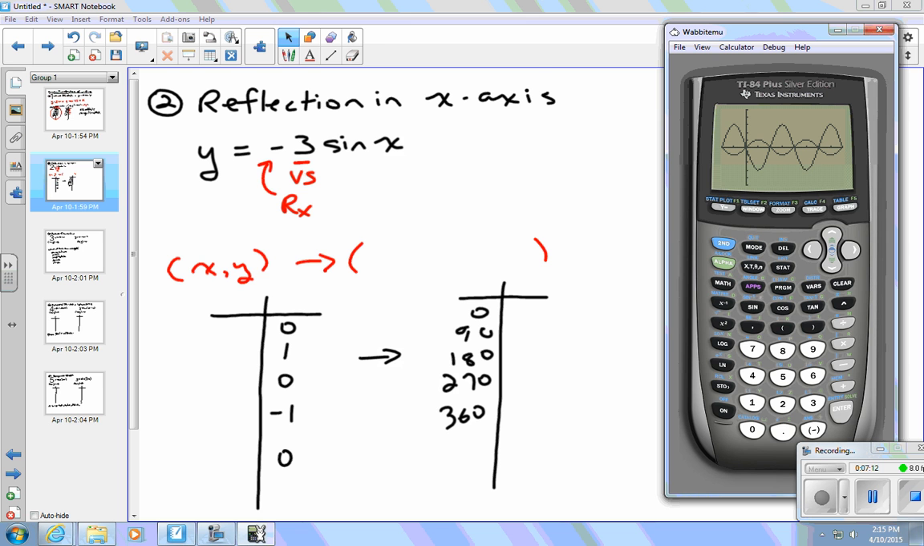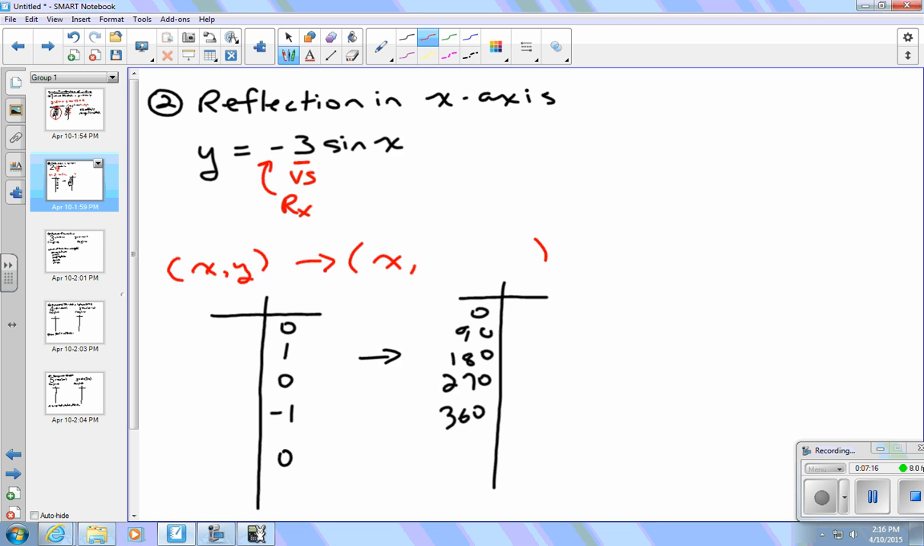So let's look at the mapping rule. (x, y) maps onto... our x's stayed the same, but our y's are multiplied by negative 3. Okay, so there's our original part of the table of values. Here's the new one. If we multiply by negative 3, and if you think about how that graph went, we started at 0, went to negative 3, back up to 0, up to positive 3, and then back down to 0 in one period.